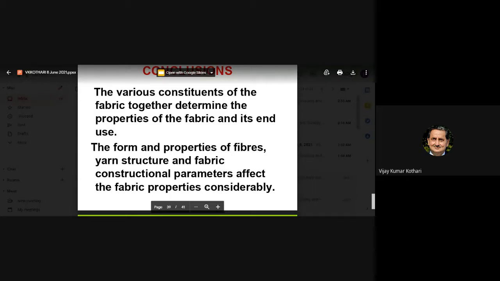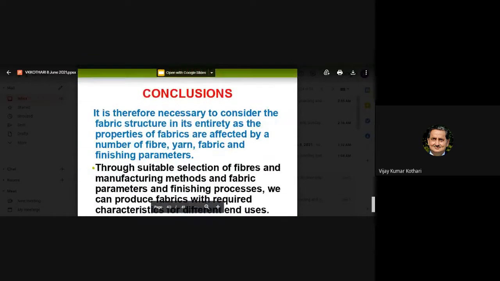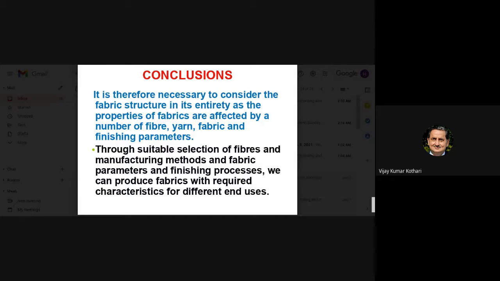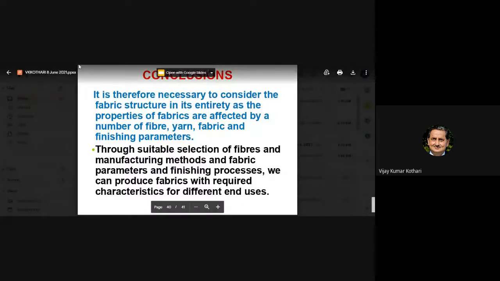But if you look at the next slide, what we are saying is that it is therefore necessary to consider the fabric structure in its entirety, as the properties of the fabric are affected by a number of yarn, fabric, and finishing parameters, which we have not considered in detail in this particular presentation. Through suitable selection of the fibers, the manufacturing method, the fabric parameters and finishes, we can produce fabrics with the required characteristics for different end-use applications.